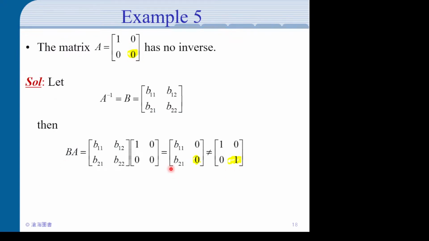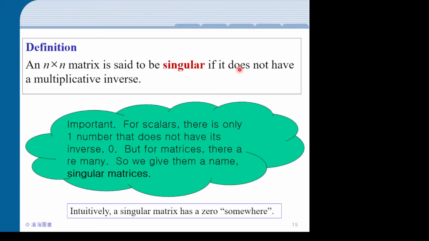Okay, and what do I mean by 0 somewhere? If A is like 0, 0, 0, 1, then it's probably also singular because you have a 0 here. Okay, and yeah, but for now, the technical definition we have for singular is that there is no inverse. Okay, and this is just a vague intuition. Hopefully, it doesn't confuse you too much. Okay, any question?